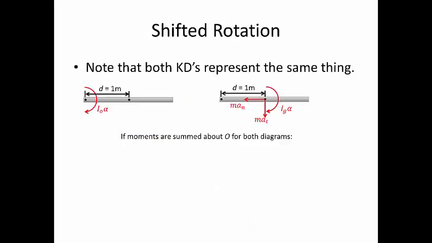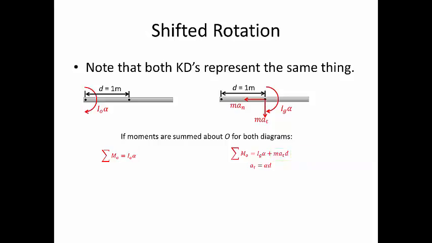Note that both of these kinetic diagrams represent the same thing. If we sum moments about O for both diagrams, for the diagram on the left, we have the sum of the moments about O is equal to mass moment of inertia about O times the angular acceleration. If we sum moments about O for the diagram on the right, we have that the sum of the moments about O is equal to our mass moment of inertia about the center of gravity times our angular acceleration, plus our mass times our tangential acceleration times its moment arm, d. Again, this is a kinetic moment, a mass times acceleration times a perpendicular distance to the point of rotation.